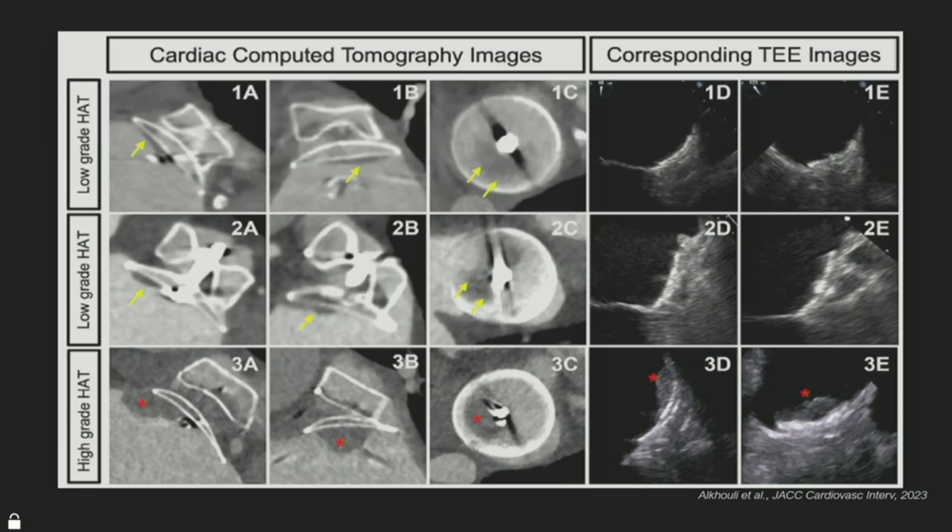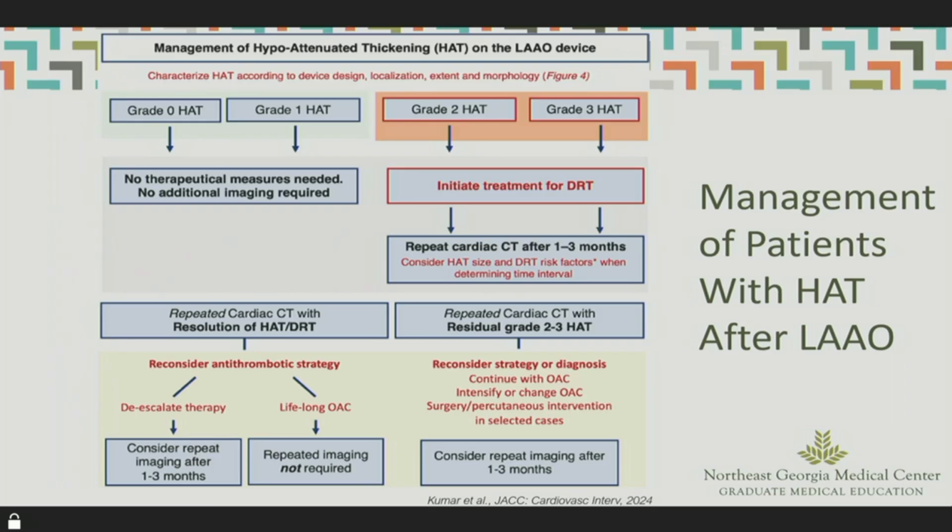So how does that compare with TEE? These low-grade hypoattenuation thickenings, whether grade 0 or grade 1, that we're catching on CT, we're not seeing on the corresponding TEE images. And when we do see these high-grade areas of hypoattenuation thickening, we can actually correlate them with CT. Because we're finding all these low-grade hypoattenuation thickenings that we're not seeing on TEE, they're likely not significant. No therapeutic measures are needed and no additional imaging is required.